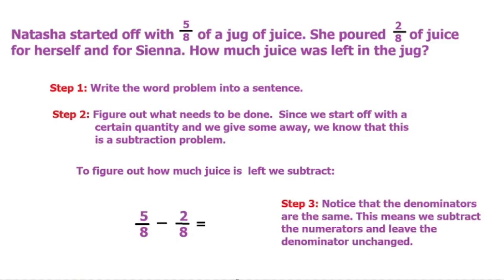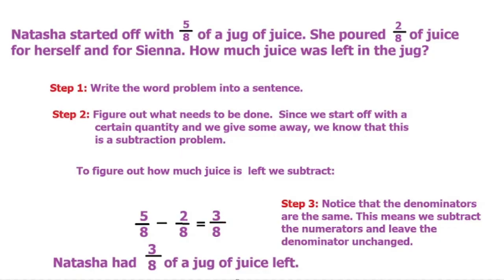So now we notice that the denominators are the same. This means we subtract the numerators and leave the denominator unchanged. So that means you just do 5 minus 2, which equals 3, and then you put the denominator. So what's left is 3/8 of a jug of juice. So Natasha had 3/8 of a jug of juice left. And that's how you do that problem.